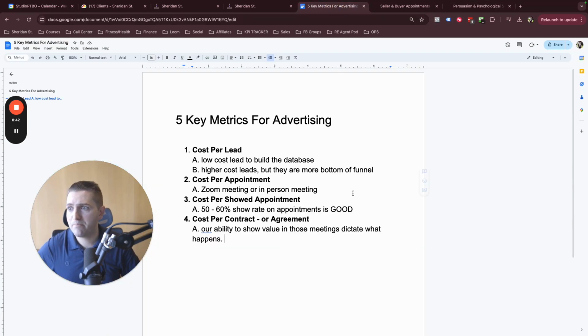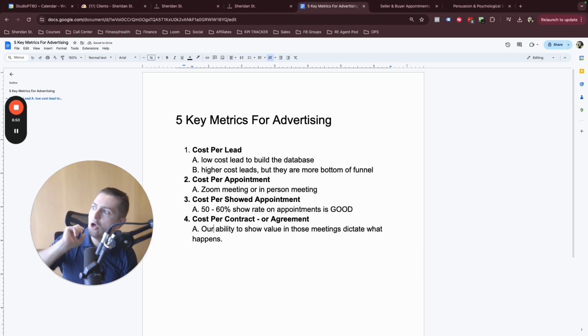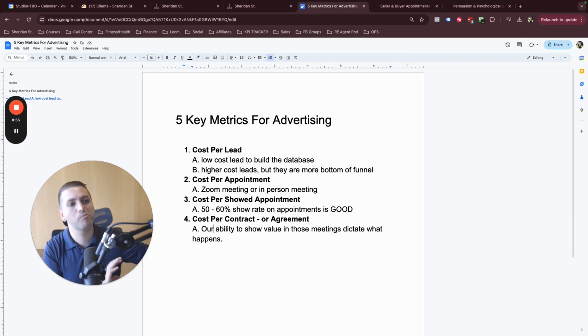But our ability to show value dictates our cost per contract, cost per agreement. We need to track these things because it's like, how many appointments do I need to go on in order to get a signed contract? Those numbers matter. That's how you create profitable ads.